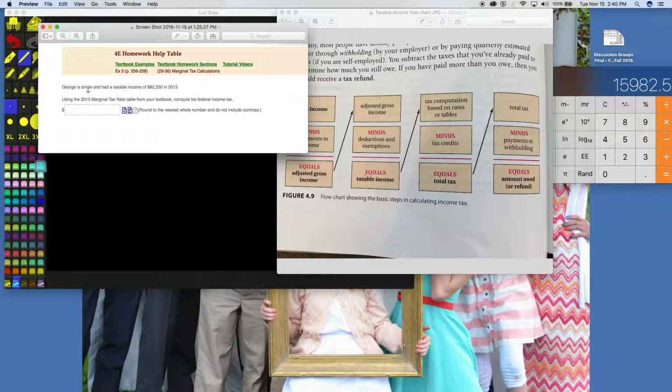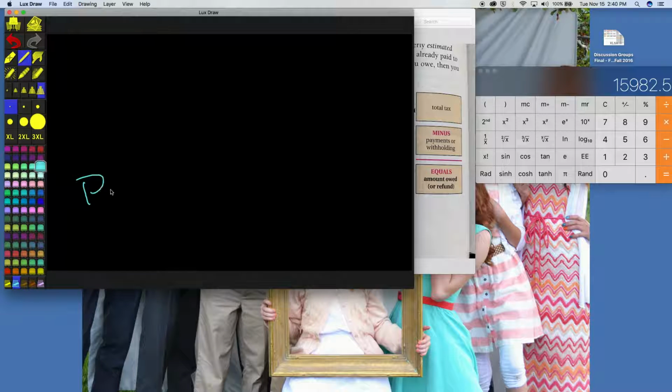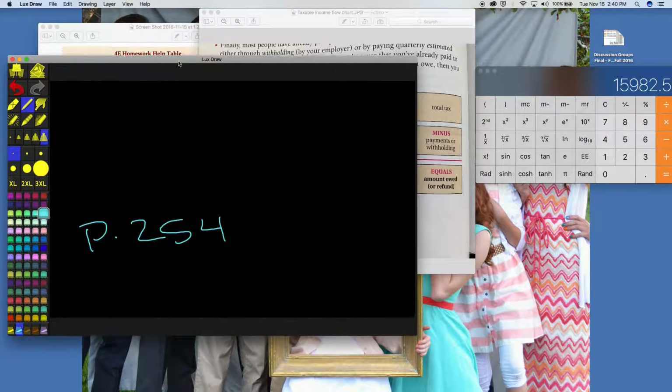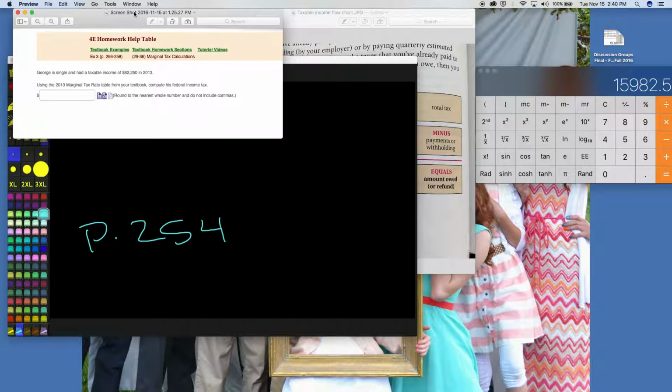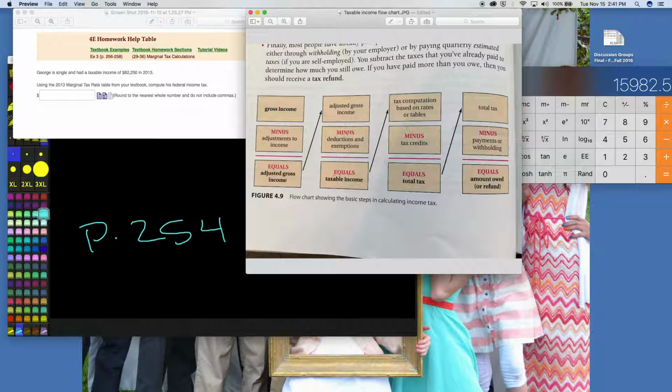The first thing to do is to figure out what information they've given you. They've told us George is single, which is going to matter a lot, and that he had a taxable income of $82,250. So if you look, this is on page 254 of your textbook. There's this little tax table, and that is going to really help you with this.